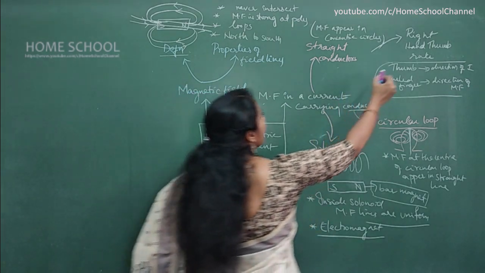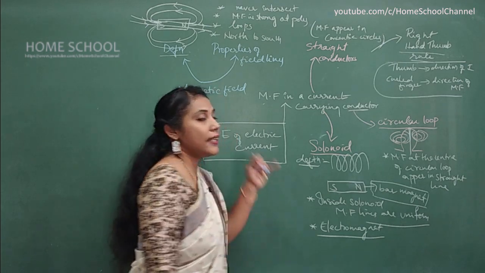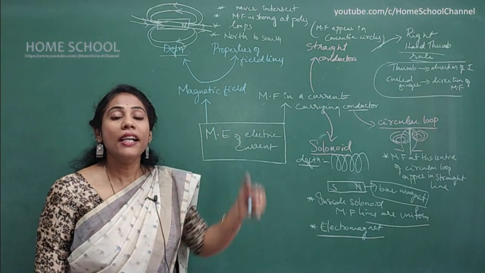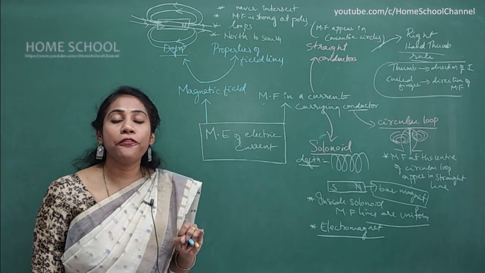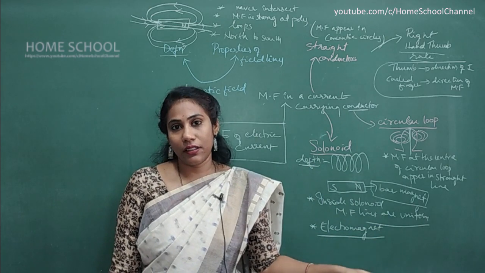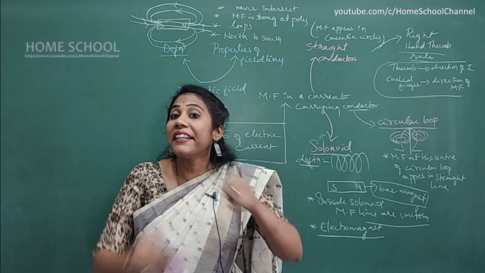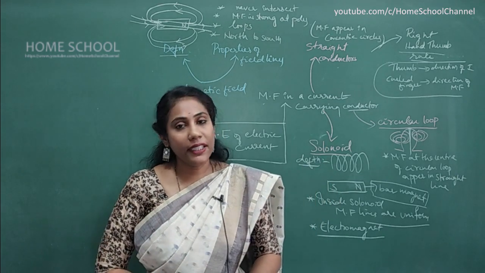Okay, so here the right hand thumb rule is very, very important. So what is the importance of the right hand thumb rule? It will help us to decide the direction of magnetic field when a current is carried in a straight conductor, right? So that is a very, very important aspect.